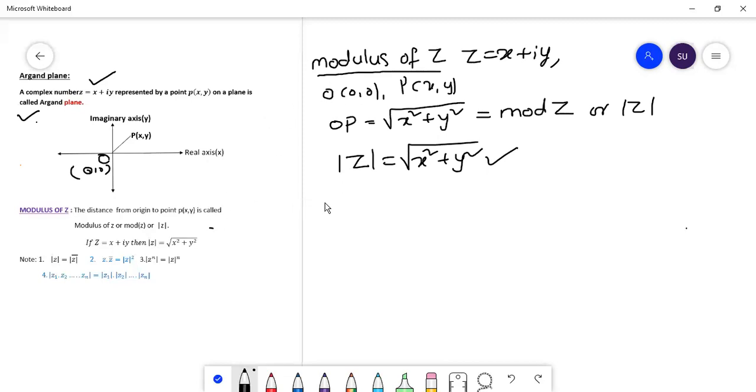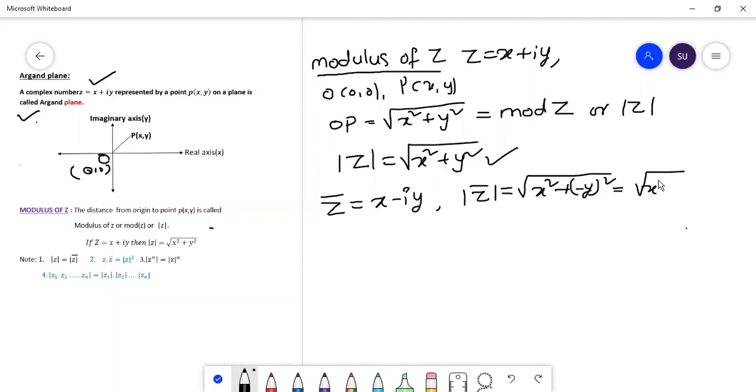Now, what about the complex conjugate of this complex number? Z bar is x minus iy. What is the modulus of z bar? The modulus of z bar is the square root of x square plus (minus y) whole square, that is also x square plus y square. So what we can say is, modulus of z is equal to modulus of z bar. This is the property.